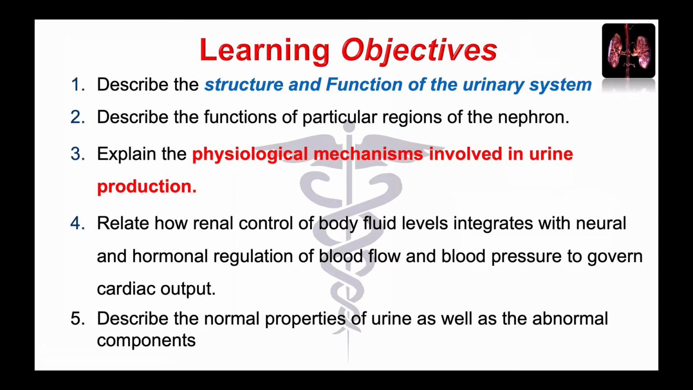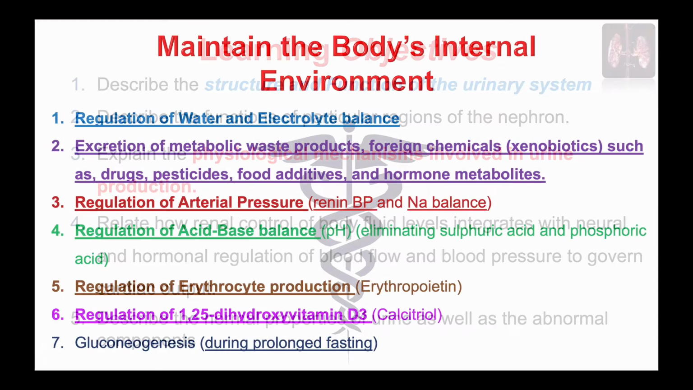Then relate how renal control of blood fluid levels integrates with the neural and hormonal regulation of blood flow and blood pressure to govern the cardiac output. Then discuss the normal properties of urine and its abnormal components.